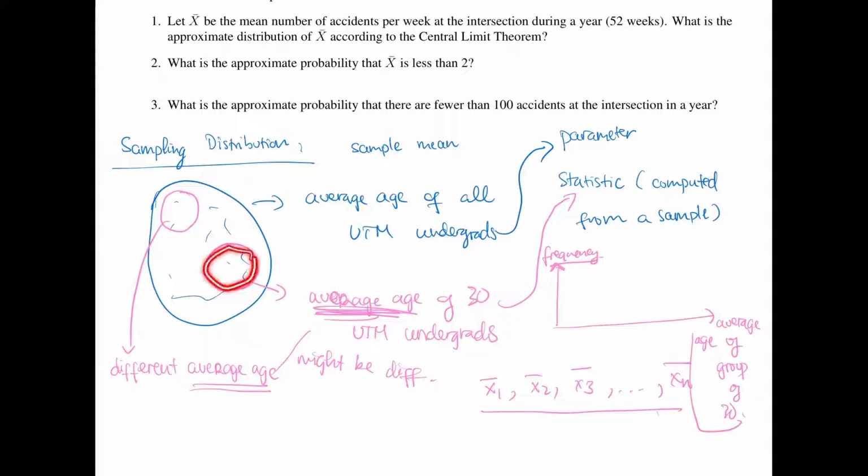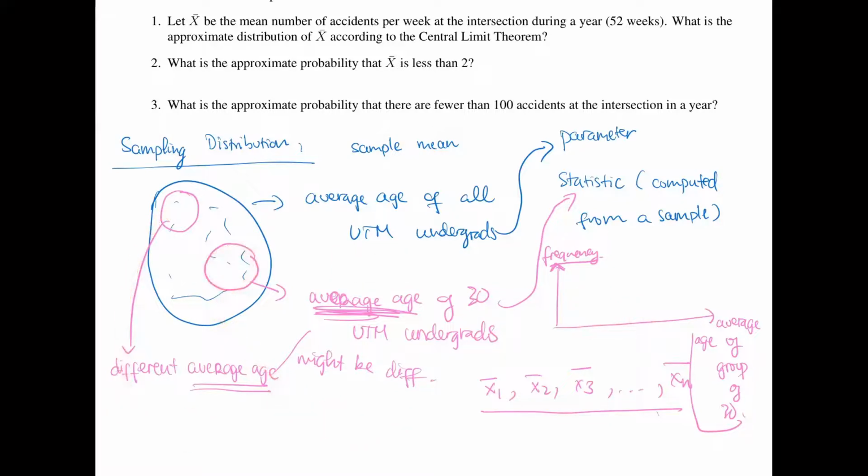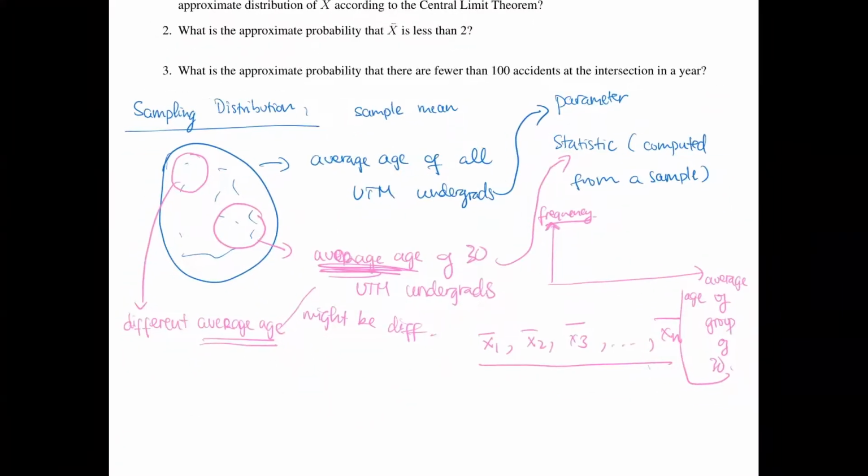For example, from group 1, you calculate the average, it is 18.5. From group 2, the average age is 19. Group 3, the average age is 18.5. Then here, 18.5 would show up 2 times and 19 shows up 1 time, something like that. So in conclusion, the statistic that you calculate from a sample is a random variable. It changes corresponding with your sample.